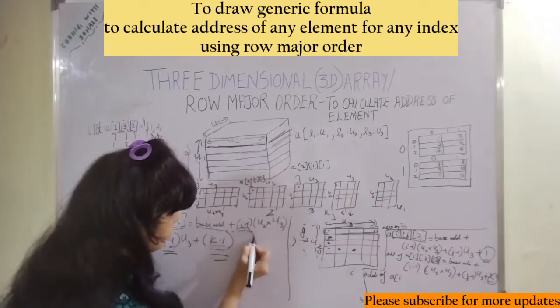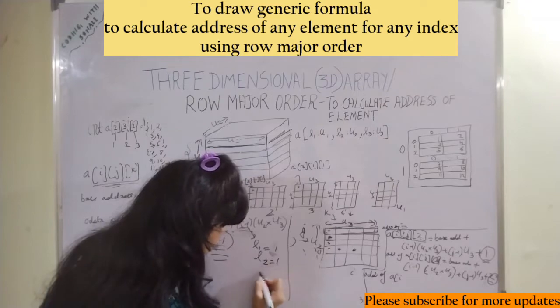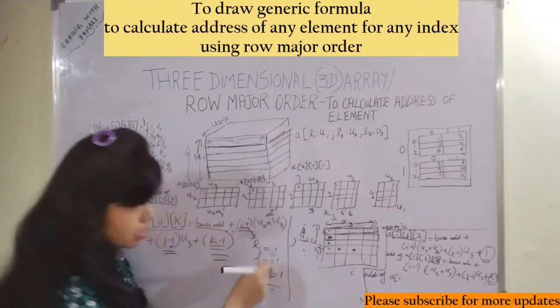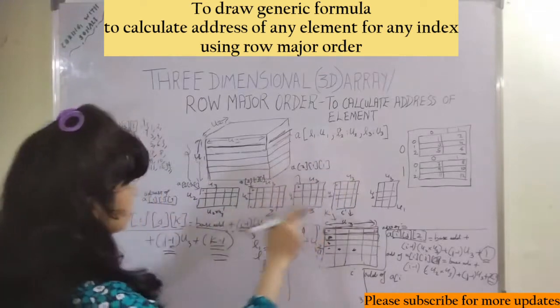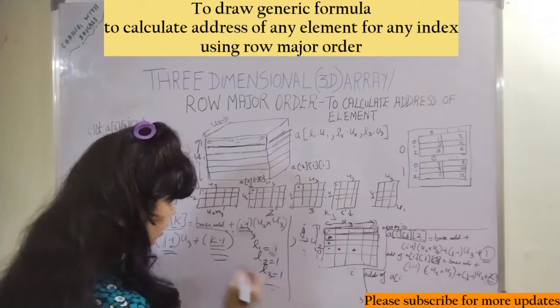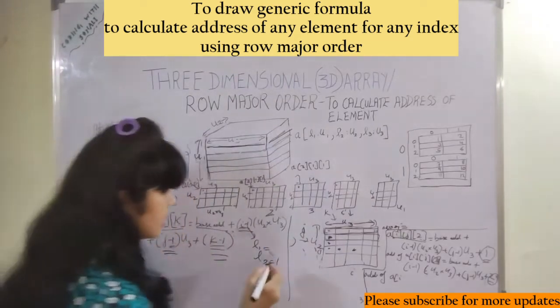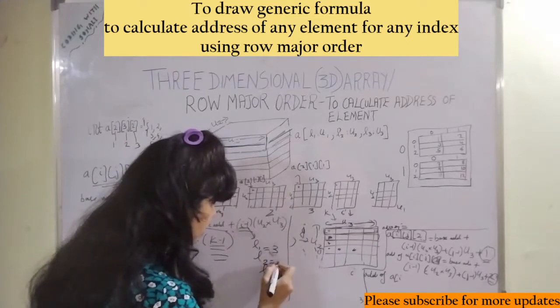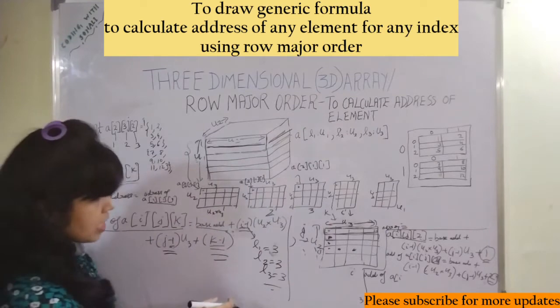So in this, my lower boundary L1 was 1, L2 was 1, L3 was 1. So what are these L1, L2, L3? I have already told you these are the lower boundaries, and we have started the index from 1. Therefore these L1, L2, L3 are 1. But if the indexing starts from 3, then L1 will be 3, L2 will be 3 and L3 will be 3. So what changes can I make?